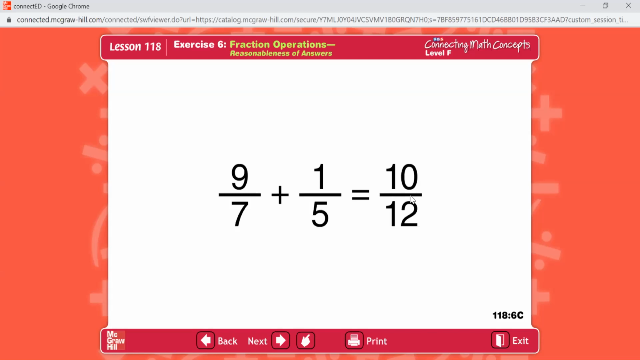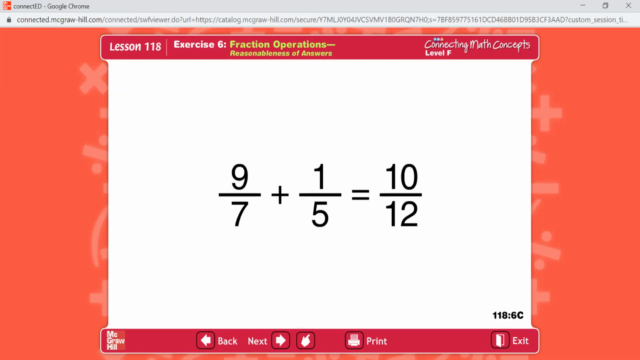10/12 is less than 1, but 9/7 is more than 1. So the answer must be more than 1. Now find part 2 in your textbook. All these problems have an impossible answer. You're going to write a sentence or two that tells why the answer is impossible. So this is your chance to give the reasoning.